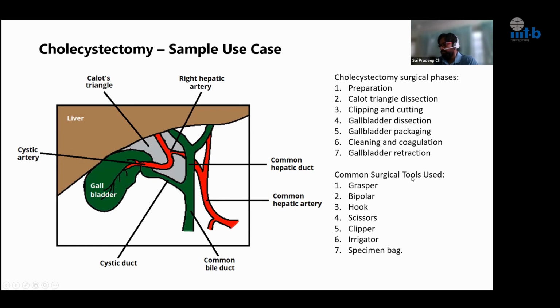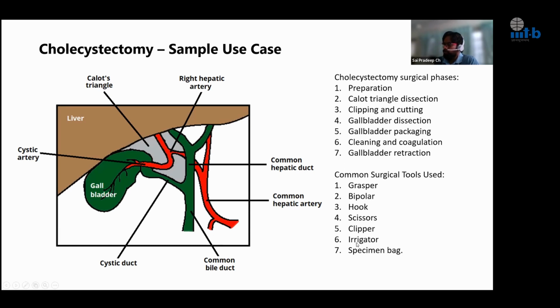This surgery is typically performed using these 7 tools. Grasper, used for holding different body parts inside, bipolar, hook, scissors, clipper, irrigator, and specimen bag. Specimen bag is used towards the end of the surgery, when we place the gallbladder inside the specimen bag, and during the gallbladder retraction stage, we'll be pulling out the specimen bag.